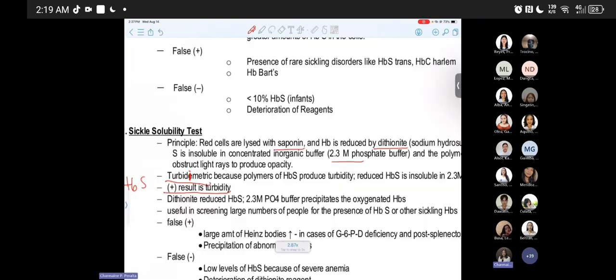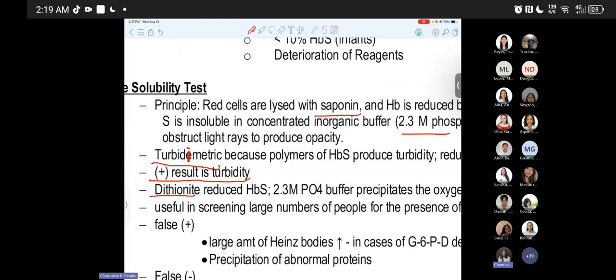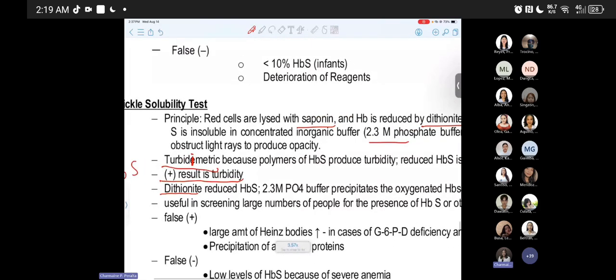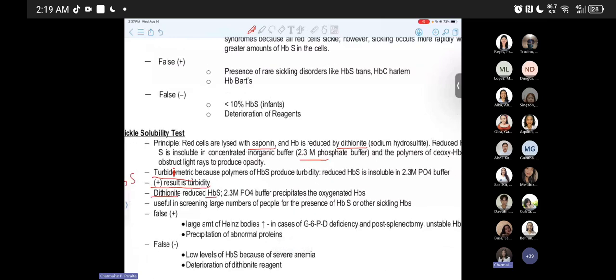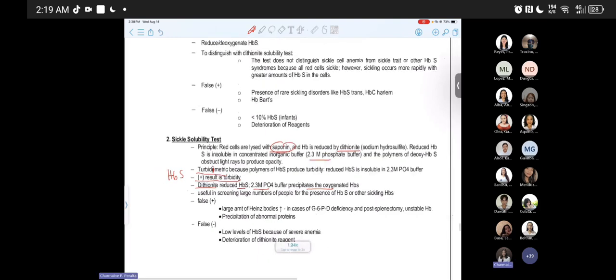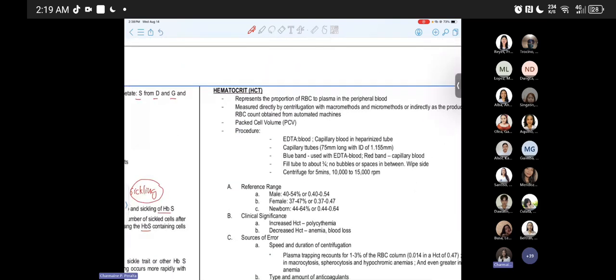So tatandaan lang dito si dithionite. Ano yung function ni dithionite? Yung pag-reduce sa hemoglobin S. Si 2.3 M phosphate buffer, siya yung nagpe-precipitate ng oxygenated hemoglobin. Ano yung naglalyse ng RBC? Saponin. Next we have hematocrit.